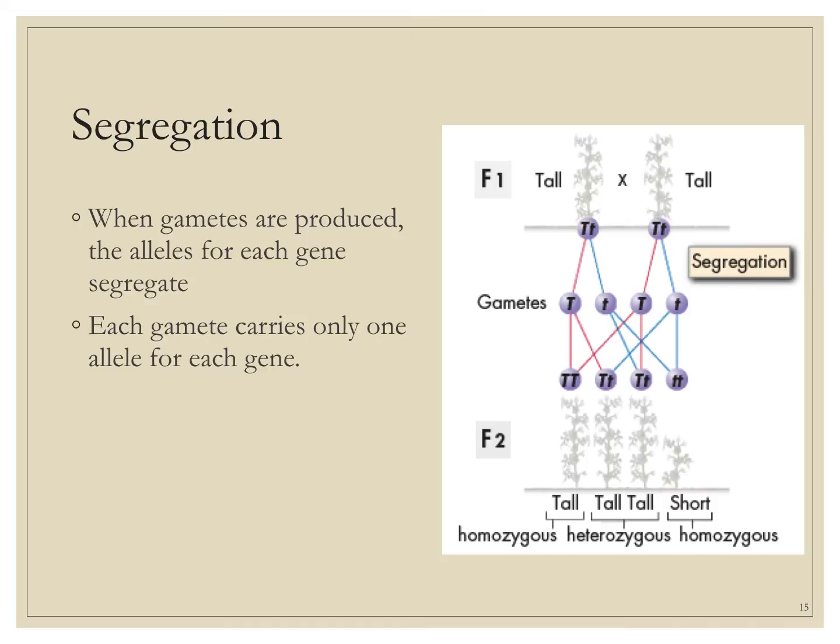Segregation is another one of your vocabulary words. When gametes are produced, the alleles for each gene segregate. So each gamete contains only one allele for each gene. If you look at that picture on the right, you can see that those two alleles are together at the top in those little purple circles. That would be coding for tall plants. Then those alleles, those letters, are going to separate or segregate when the gametes are formed. And then they come back together in different forms in the offspring.